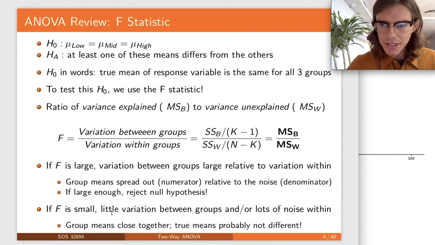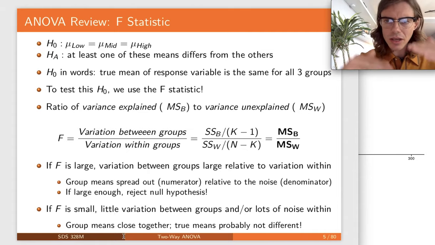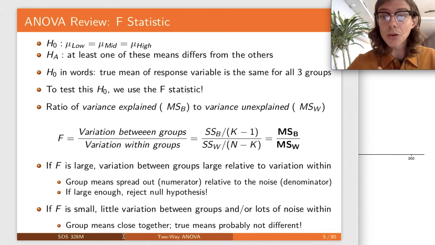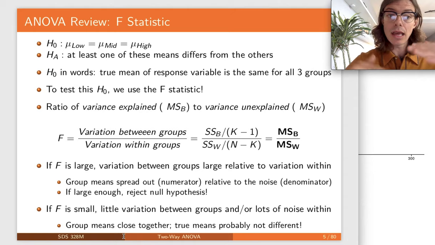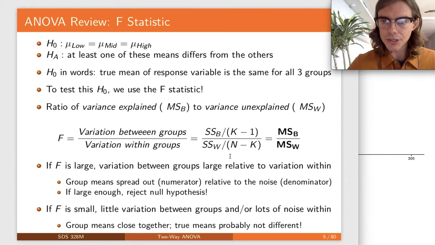If you have a small F statistic, that means there's not a lot of differences between groups, or you have a bunch of noise and you just can't really tell whether the groups are different. That's all an ANOVA is doing. It's comparing, hey, how much of the variability can we attribute to differences between groups and how much of it is noise? And you can condense that into this single statistic, this F ratio.